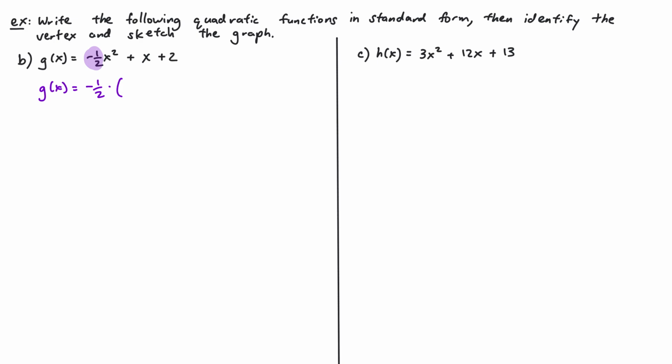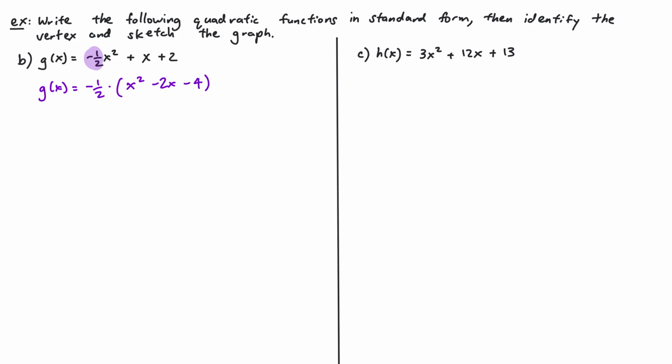When we factor any number from a polynomial, what we want to do is take each term and divide by the number that we're factoring. So we have negative 1/2 x squared. If we divide by negative 1/2, then we're just left with x squared. Next, we have x here. Take x, divide that by negative 1/2, we're going to get negative 2x. And then lastly, we have 2. Divide that by negative 1/2, that gives us negative 4.